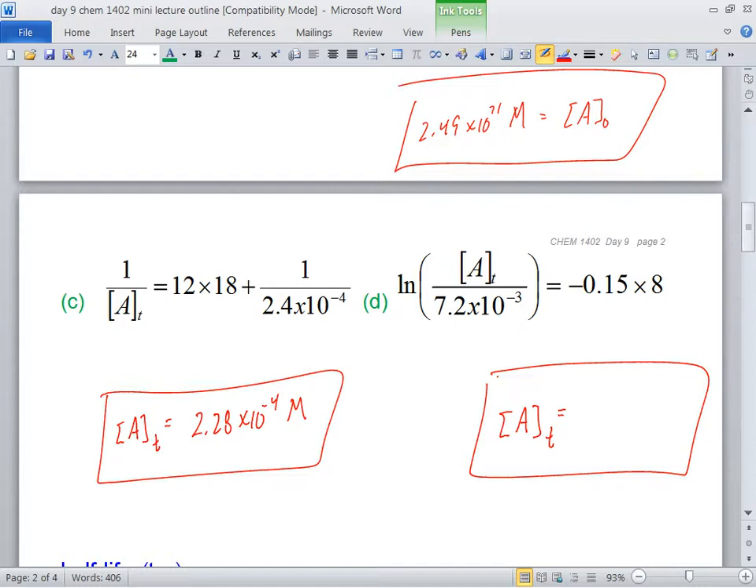Anybody get an answer for D? 2.17 times 10 to the negative 3. Perfect, you should get 2.17 times 10 to the negative 3. Don't forget units. So in D, take the 8 times 0.15 negative, get an answer, raise it to the e power, and then multiply it by 7.2 times 10 to the negative 3.